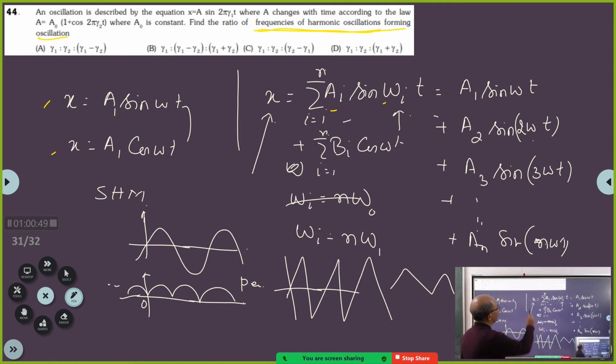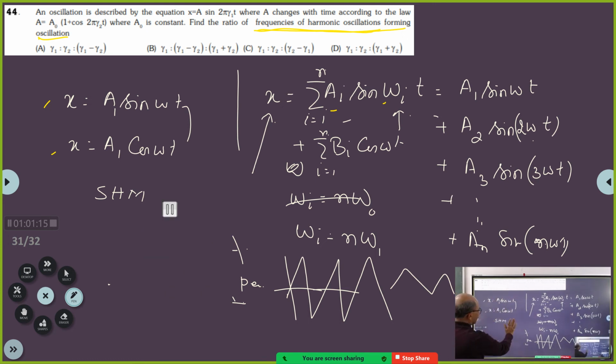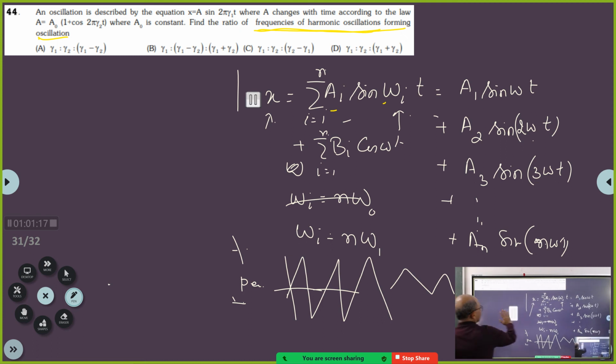Understood? So, therefore, here frequency of harmonic oscillations means what? There is one fundamental omega and there are other components which are multiples of the fundamental. Correct? So, now find the ratio of the frequencies of the harmonic oscillations. So that means now here in this case, shall I rub this?